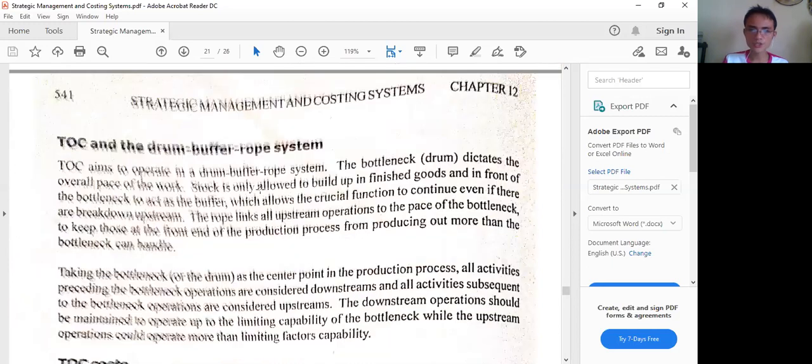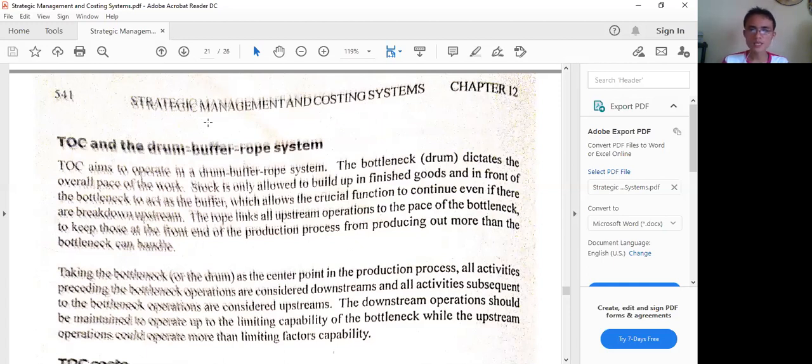Now, another concept is the drum buffer rope system. So the bottleneck is the drum. That's the overall pace of the work. It dictates, because if the bottleneck is there, it would hinder us from doing speedy or expedited production. Now, because there is a bottleneck, if the issue, for example, is raw materials, there should be a stock available. There should be a buffer, in other words. And this buffer, of course, should be connected to the drum.